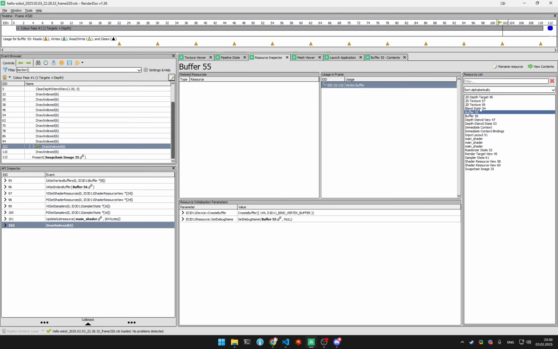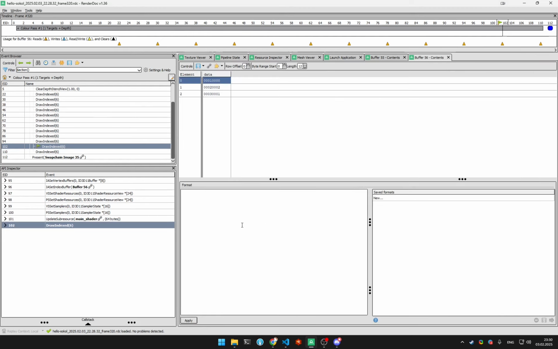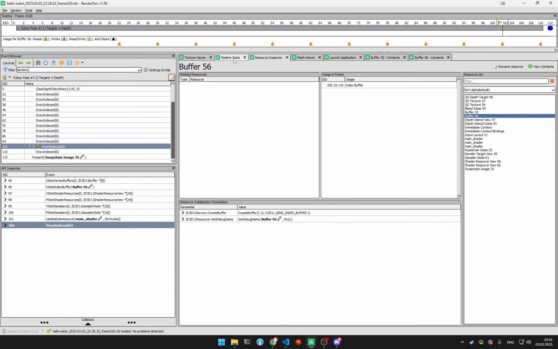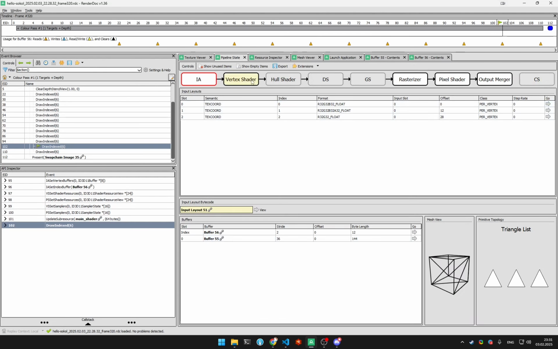And we can of course do the same for the other buffer, which is our index buffer, which is unsigned int 16, which is u short. So these are our indices that we specified. And there's a lot of stuff here. This is a really great tool for debugging rendering, so check it out.